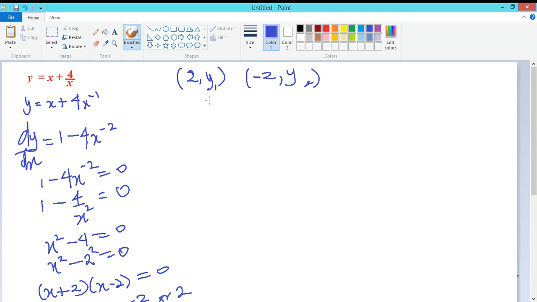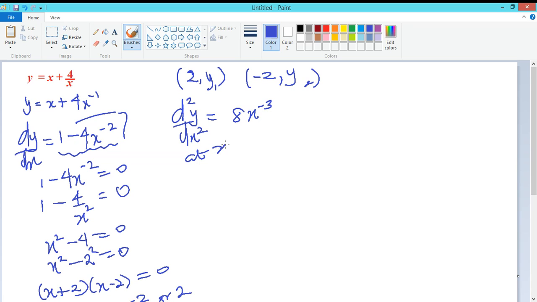But I want to investigate the nature of these 2 points first. I have to use the second derivative, d squared y over dx squared. So I'll differentiate this function again, and when you differentiate the 1, it will drop. But when I differentiate the second term, it gives me plus 8. Remember, the negative 2 multiplied the negative 4. Then I'll reduce the power by 1. Negative 2 minus 1 gives me negative 3.